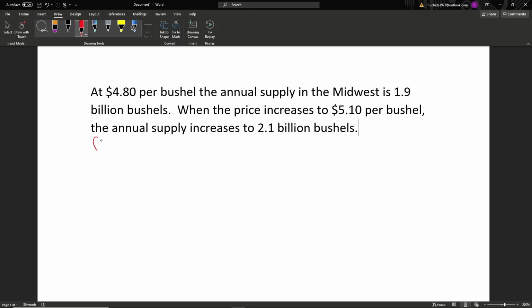Now often what they would do is write this information as points, where you would actually write the quantity first and then the price. So from the first line, when the quantity is 1.9 billion bushels, I'm just going to write 1.9, not all those zeros. The price is $4.80. So that would be one point. The other point on the supply equation is when the quantity is 2.1 billion bushels, the price is $5.10. So we have our two points on the line.